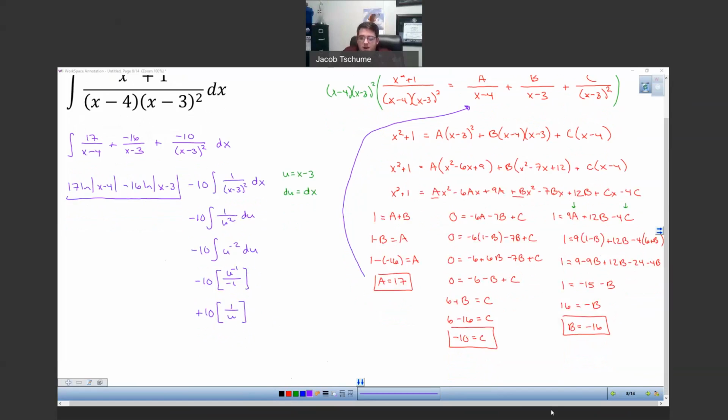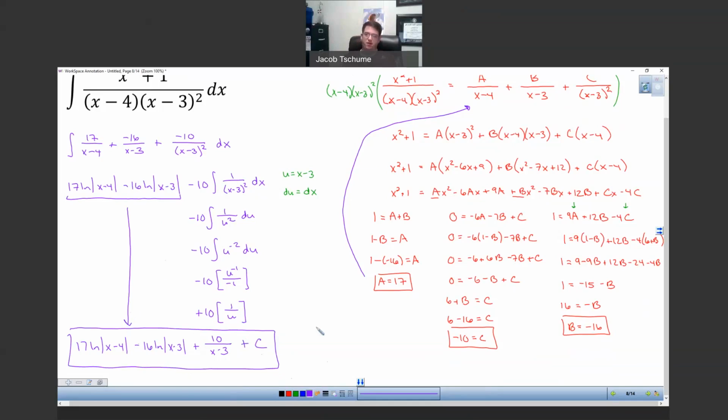All right, so we can now put all this together. I can bring these two original integral parts down, because remember, those didn't change throughout the entire u sub part. So you would have 17 times the natural log of x minus 4 minus 16 times the natural log of x minus 3. Putting these together would be plus 10 over your u term, which we know to be x minus 3. And then in the end, this is an indefinite integral, so we have to add a plus c on the end, and that is your final answer.